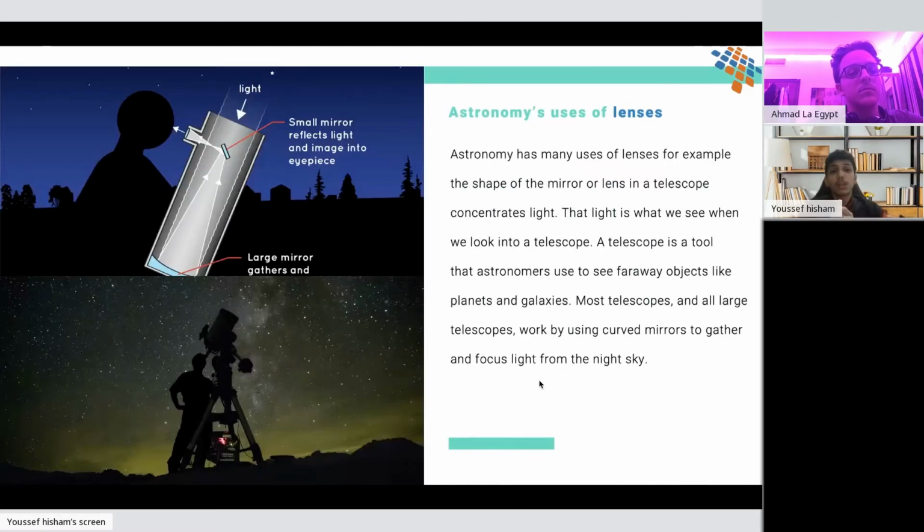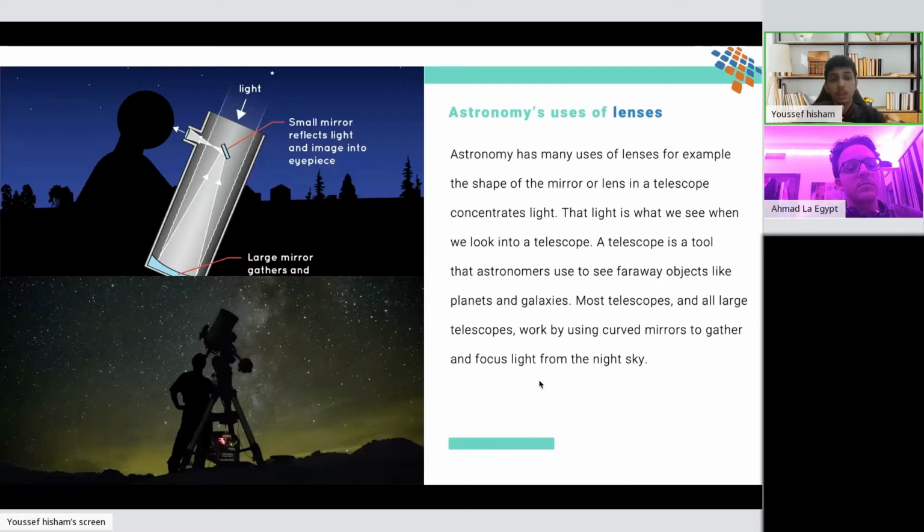So, the astronomy uses of lenses. As you know, astronomy has many uses for lenses. For example, the shape of a mirror in the telescope, the light is what we see when we look in the telescope. So when you look inside the telescope directly, you don't see the actual image. It's a reflection of the light of the night, and the actual image comes into the telescope, and you actually see the reflection of the light, but not the actual image. So it's like an optical illusion.